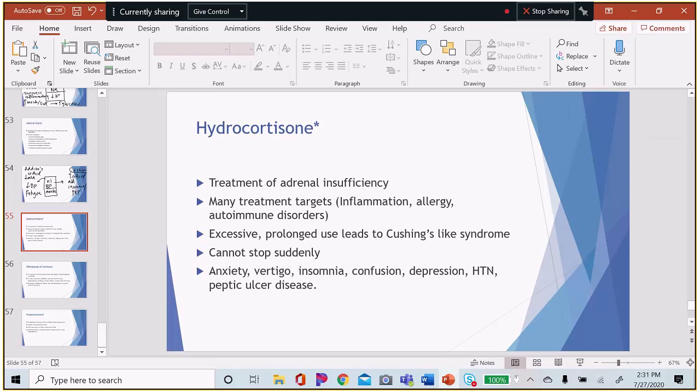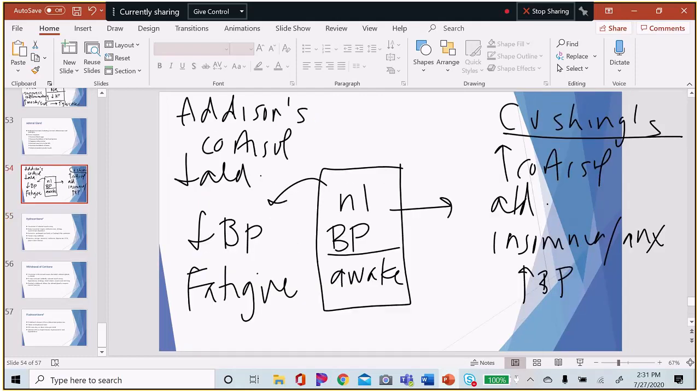So we specifically want, this is a lower dose than we would use for autoimmune diseases or anti-inflammatory. And it's generally a different form. We don't want to stop this suddenly or they'll go into withdrawal. Just like for the other ones, if we give somebody hydrocortisone because they're not making enough, we want them to be in the normal range.